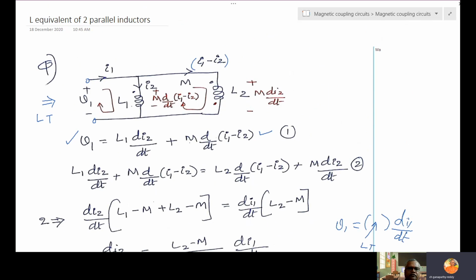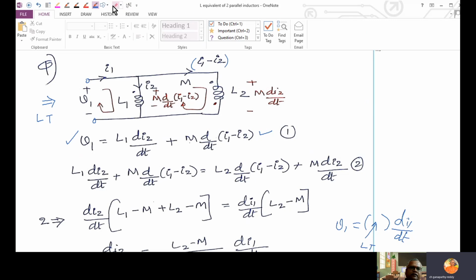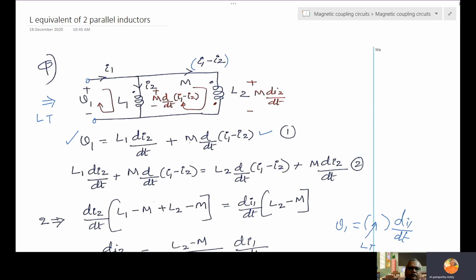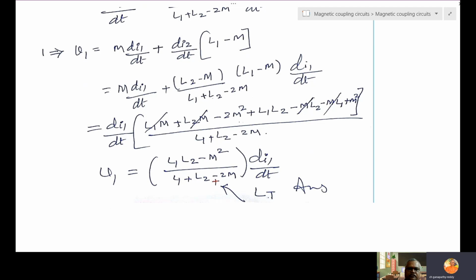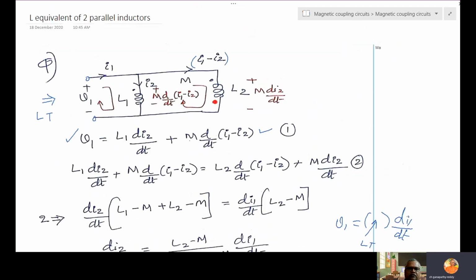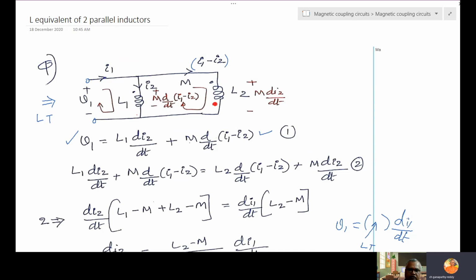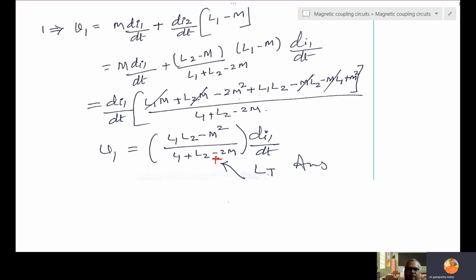And what happens if this dot is coming down? If this dot is coming down, then only this sign is changed. Numerator remains same, minus 2m changed to plus. If L1 dot is moving down, L2 dot is upper side, again same thing, plus 2m.